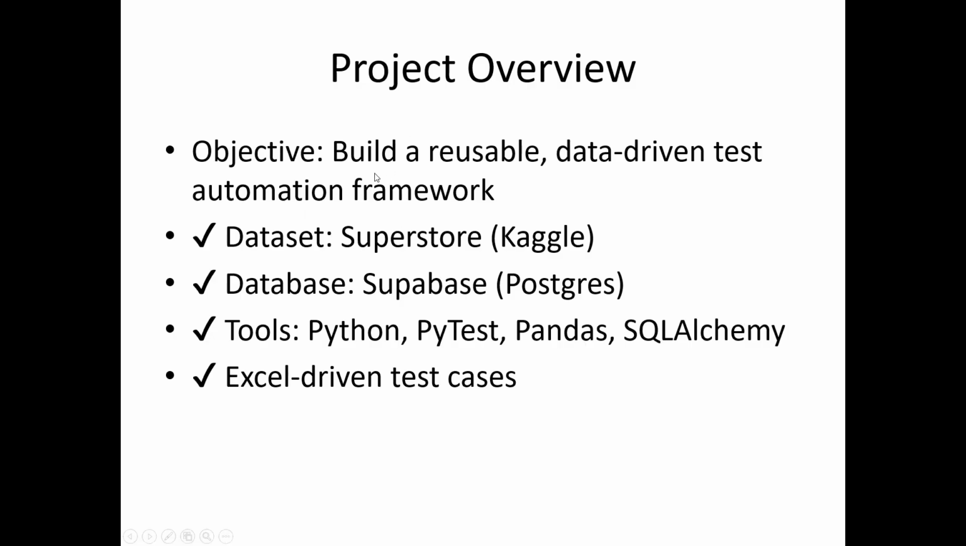If you see this, this will be a reusable kind of data-driven test automation framework. The data set that we will be using will be from Kaggle. Kaggle is a website where a lot of analysts and data scientists put up different data sets and put their analysis on top of that. I will provide the link over here so that you can go and download the data set from there. The data set will be the Superstore data set. Then the database, like I mentioned, we will be taking it from Supabase. It is a cloud hosted Postgres environment. So we will be creating an account there and using it as a Postgres environment.